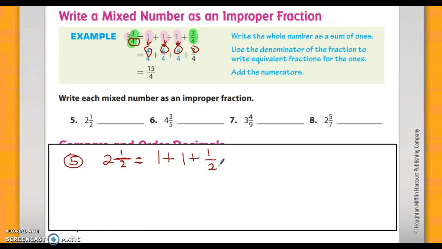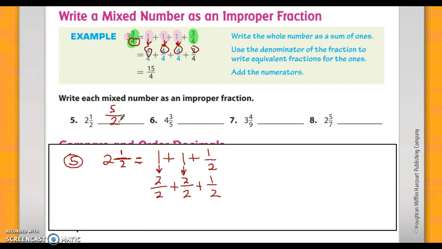And 1 whole is equal to 2 halves. So I'm just going to take that 1 and make it into 2 halves, and I'm going to take that 1 and make it into 2 halves. So I've got 2 halves plus 2 halves plus 1/2. And 2 plus 2 is 4, plus 1 is 5. So my numerator is 5. My denominator stays 2. The answer is 5 halves.